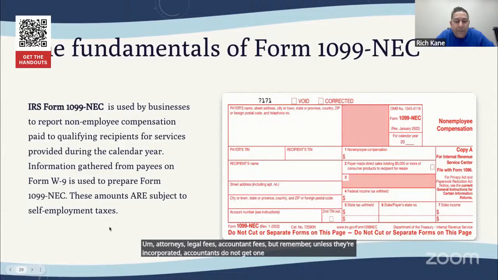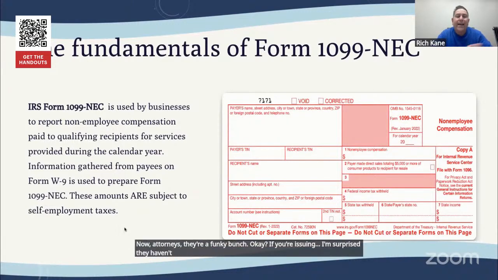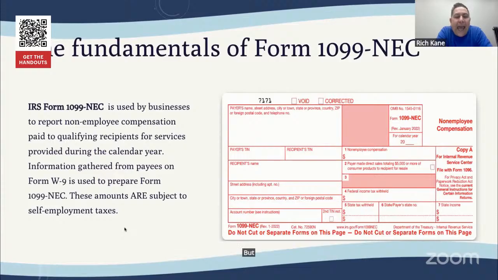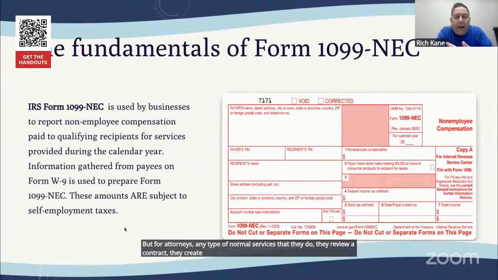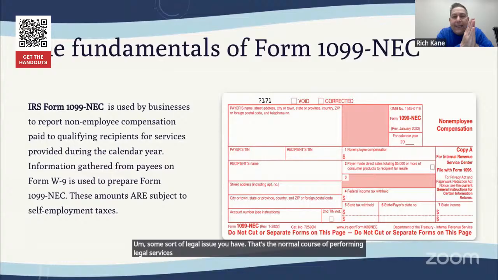Now, attorneys, they're a funky bunch. For attorneys, any type of normal services that they do, they review a contract, they create some sort of legal document for an issue you have. That's the normal course of performing legal services. It appears on a 1099 NEC.